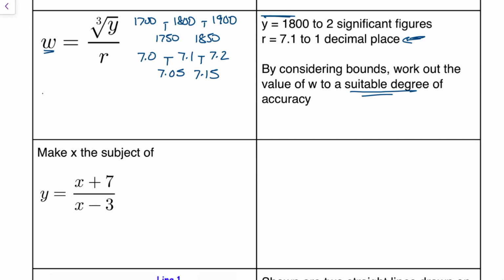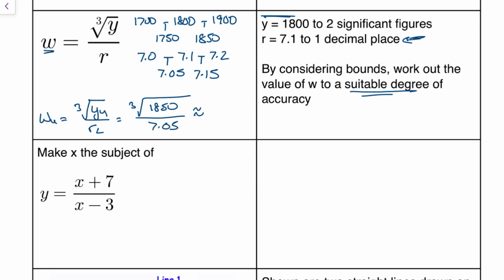Then I need to work out the upper value of W. Well, that's going to be the cube root of the maximum value of Y divided by the smallest value of R, because dividing by a smaller number leaves me with a bigger number. It's a cube root, so I'm going to move this down and separate it out so you can see what I'm doing. That's the cube root of, well, the maximum value of Y is 1850, and the smallest value of R is 7.05.